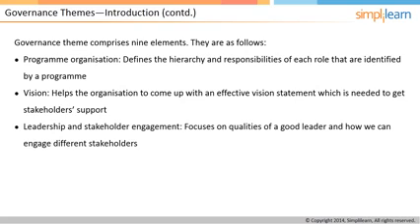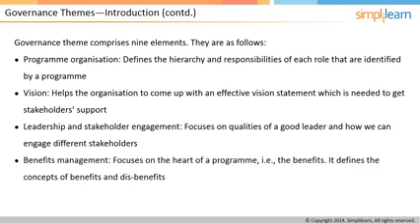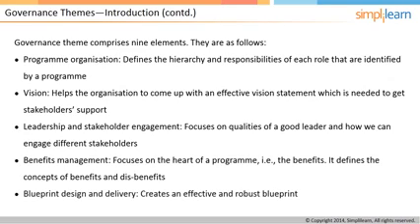Leadership and stakeholder engagement focuses on qualities of a good leader and how we can engage different stakeholders. It specifies how stakeholders can be identified, divided on the basis of country, food habits, and so on, and what would be their engagement methods. Benefits management focuses on the heart of a program, that is, the benefits. It defines the concepts of benefits and disbenefits.